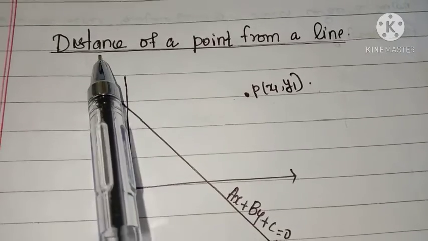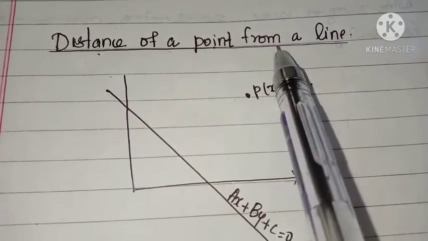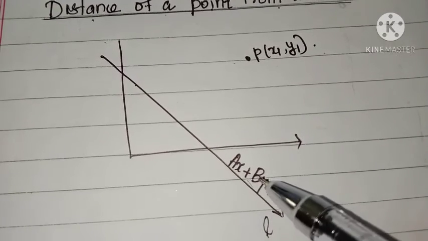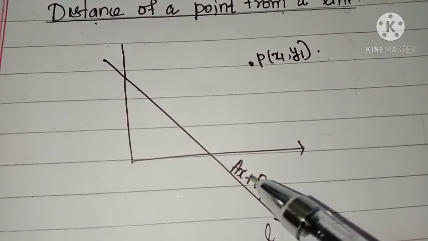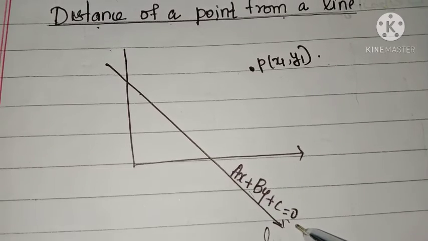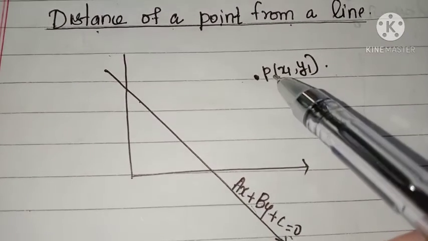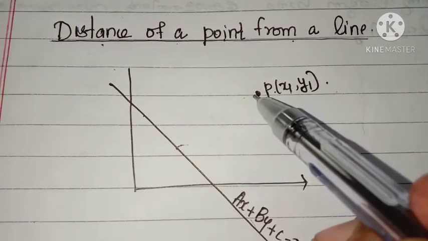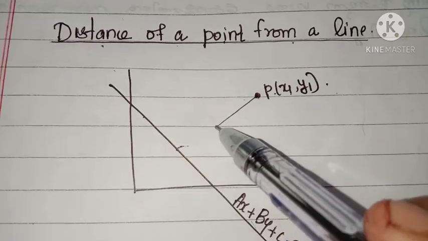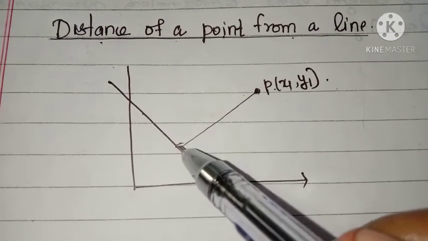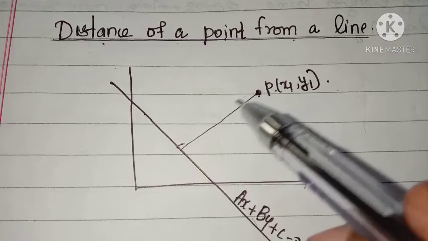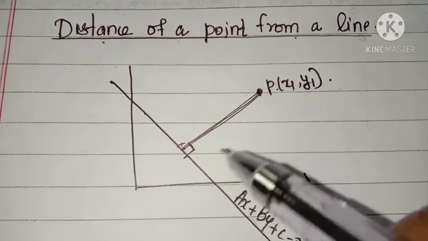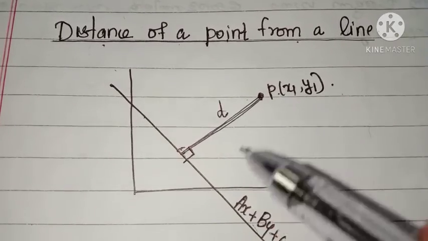Let's see how to find the distance of a point from a line. Listen, there is a line L, and the general form of a line L is ax plus by plus c equal to 0. And there is a point P with the coordinates x1, y1. Now find the distance from this point P to this line, or the distance from this line to the point P. This distance is always the perpendicular distance, and it is denoted by d.